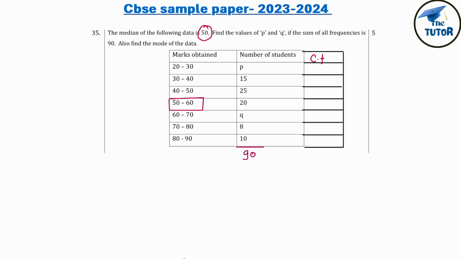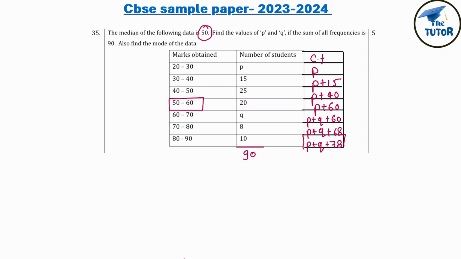Let's find the cumulative frequency, which is going to be here the first one, it is P, then P plus the second frequency 15, then P plus 15 plus the third frequency 25, it will become P plus 40. This is how you will keep adding and going forward. So this is 40 plus 20, P plus 60, it will become P plus 60 plus Q. So you can write P plus Q plus 60, and here add 8 more, P plus Q plus 60 plus 8 would be 68, and then P plus Q plus 68 plus 10, 78.